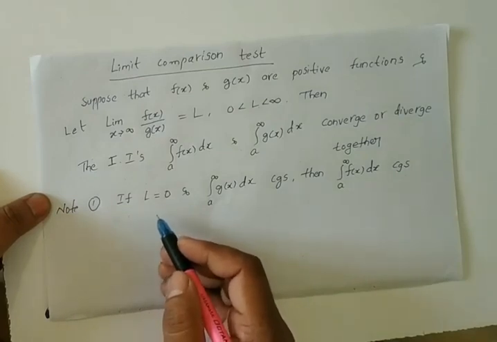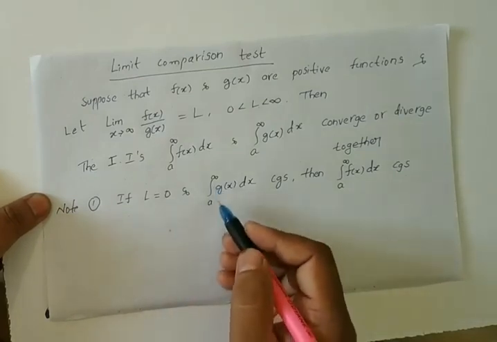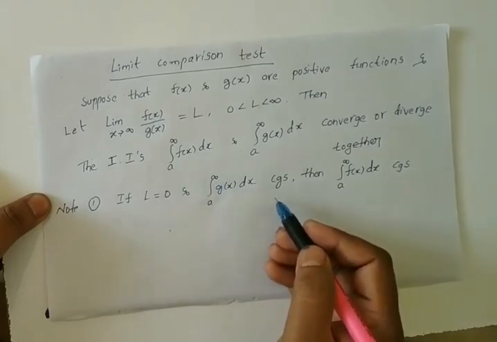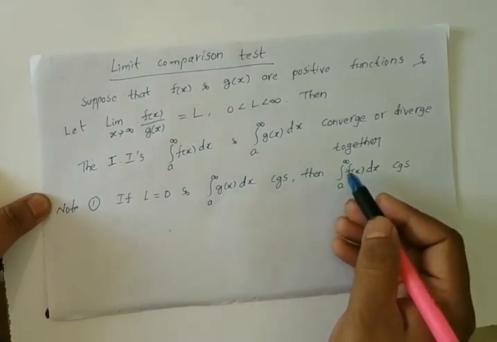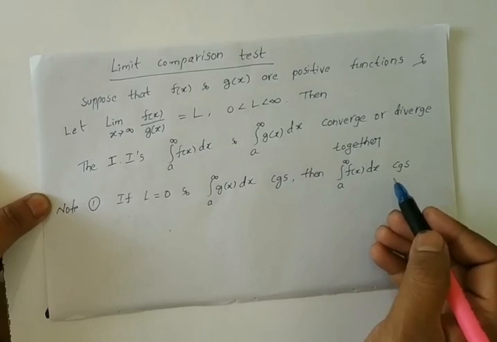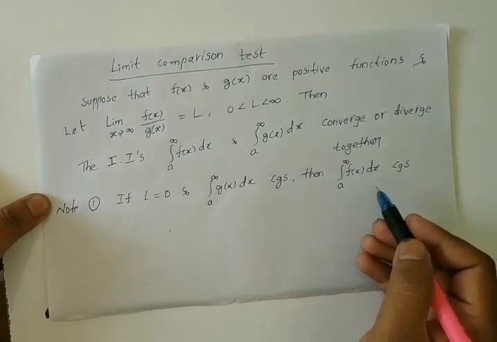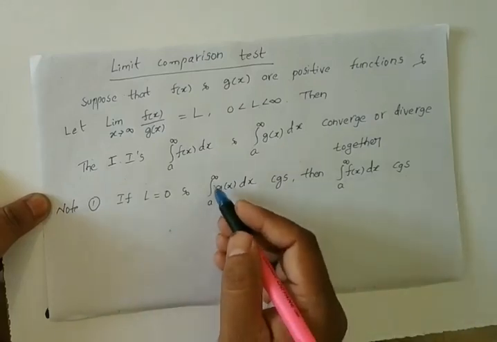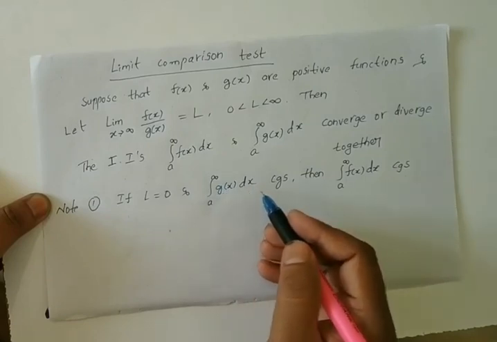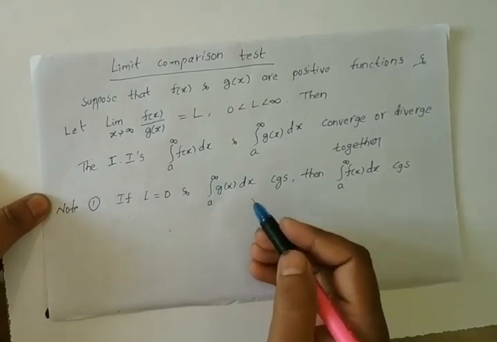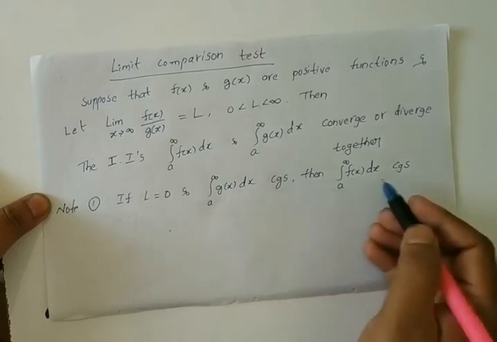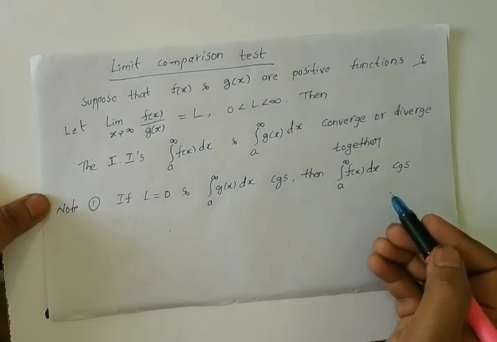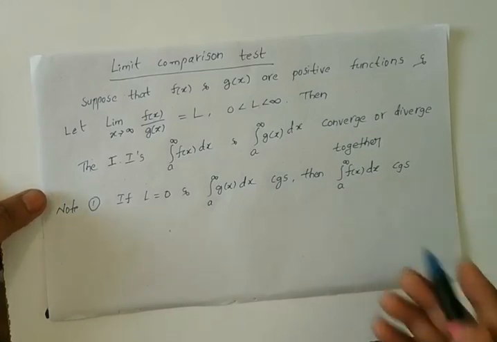Suppose L is equal to 0 and the integral from a to infinity g of x dx is convergent, then only we will say that the integral from a to infinity f of x dx must be convergent. Suppose if L is equal to 0 and the integral from a to infinity g of x dx is divergent, then in this case we cannot say anything about the integral from a to infinity f of x dx. That's all.